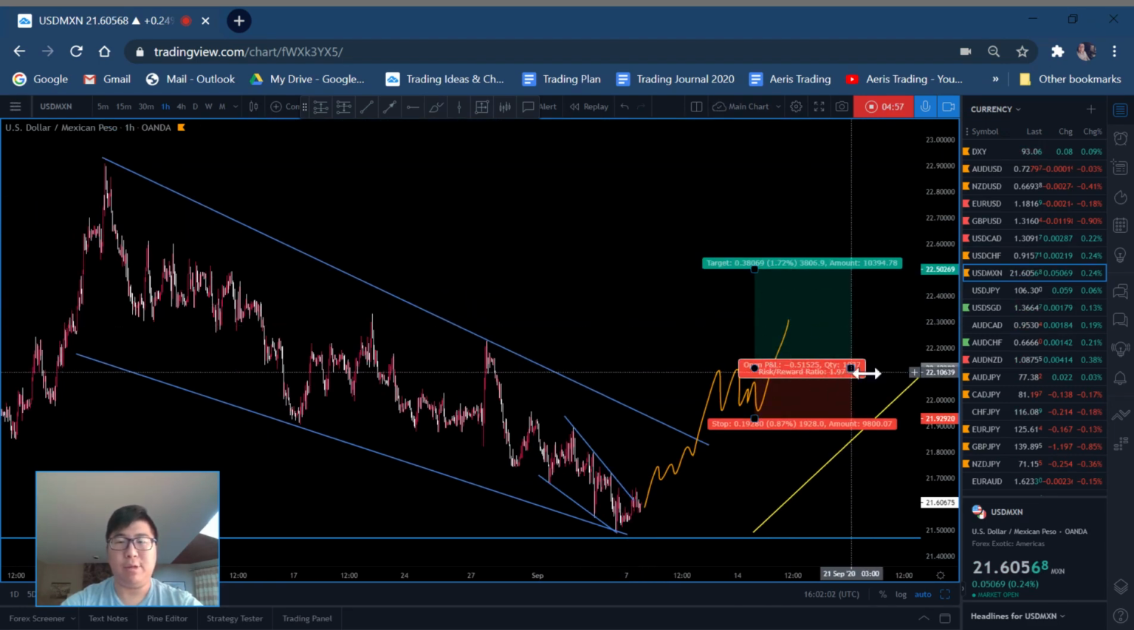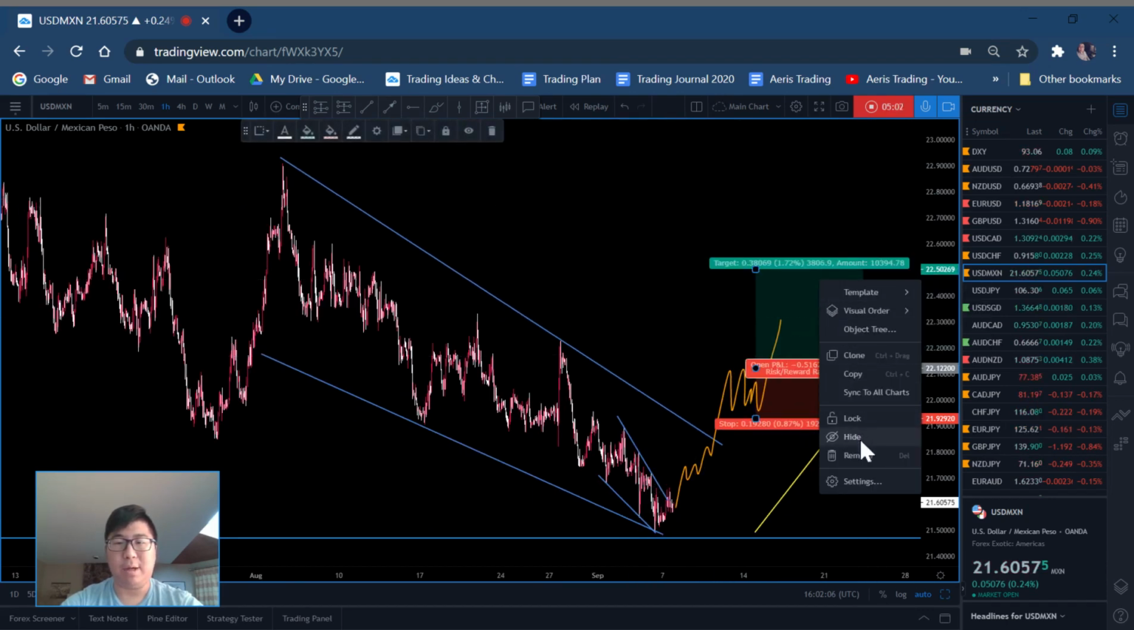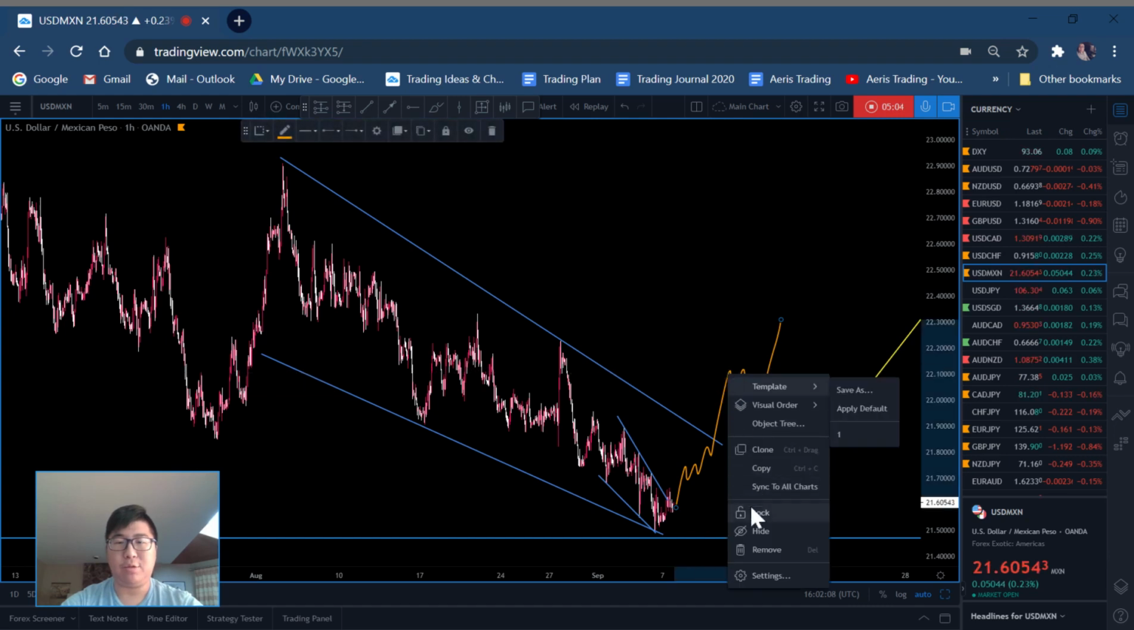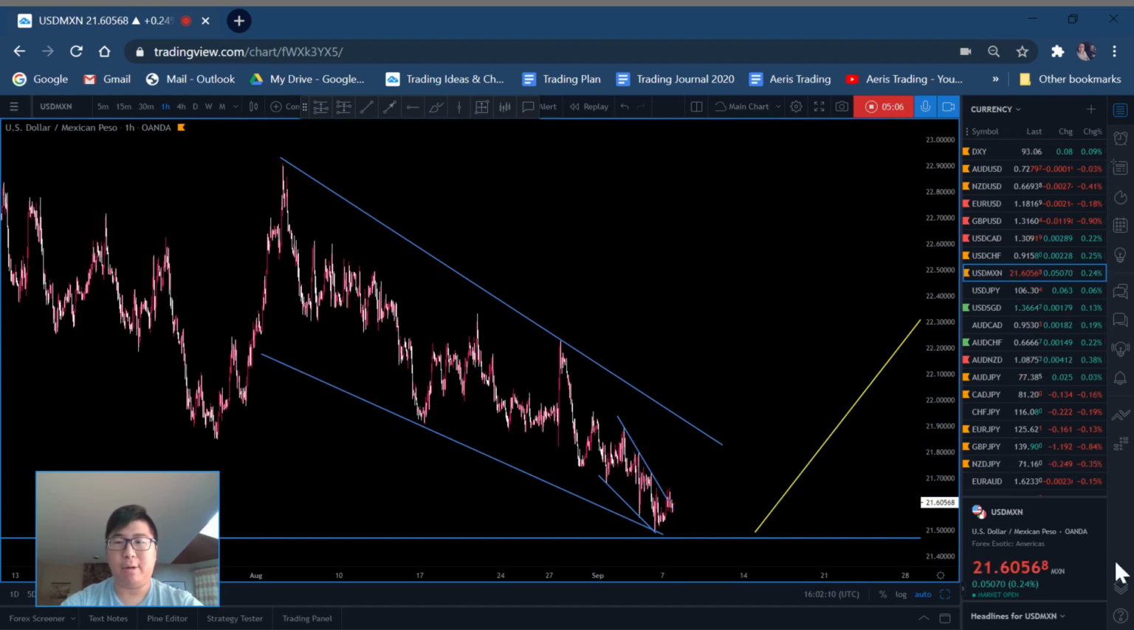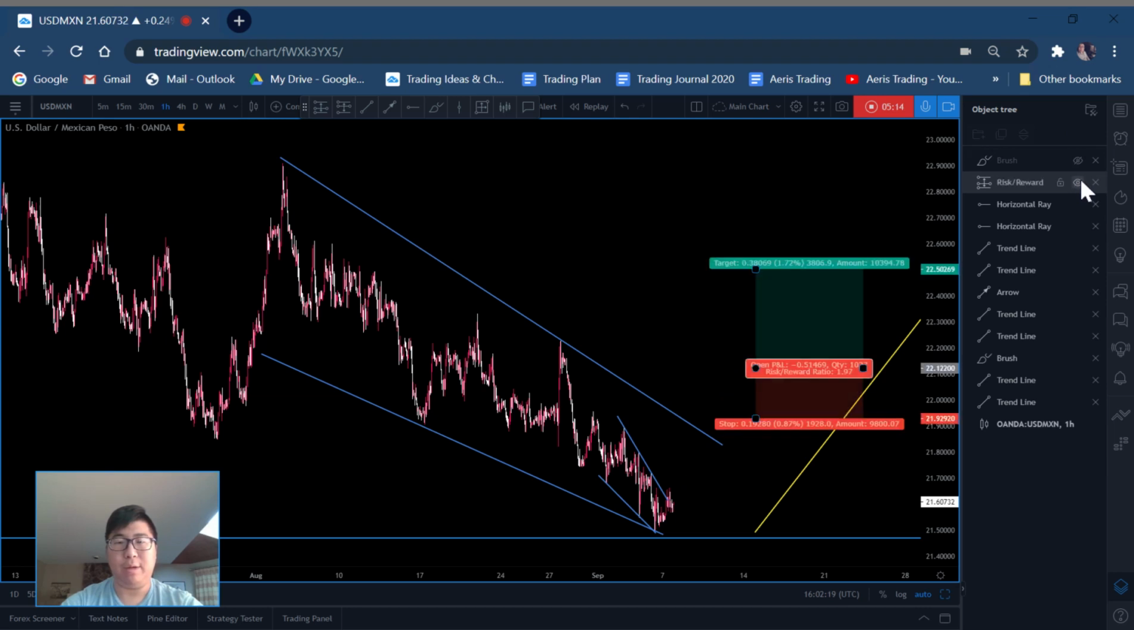You can put out these risk reward boxes, and then to make your chart clean, simply just hide them. See, I can just hide them. I can hide this drawing. And then in order to bring them back out, go to this object tree right here, and then you see all your drawings on here. All you need to do is click this eyeball, and then it'll bring out the drawing that you hid.